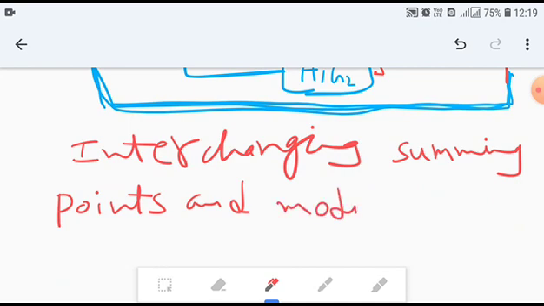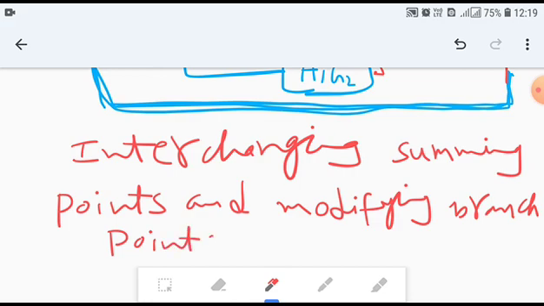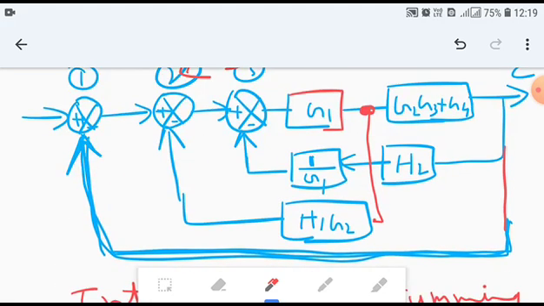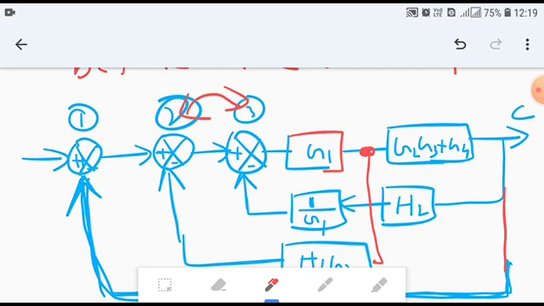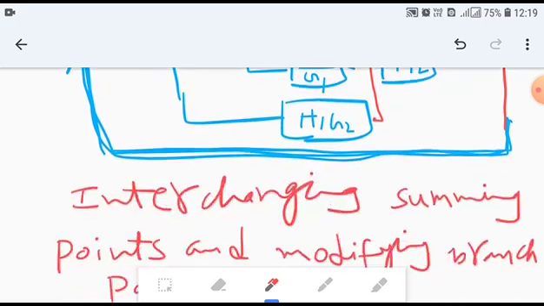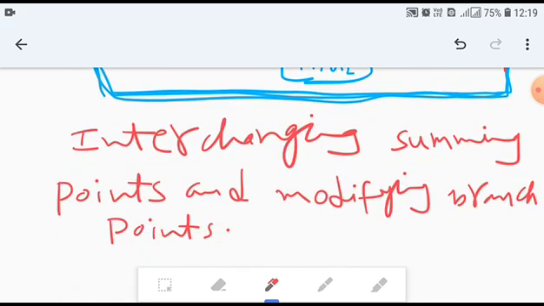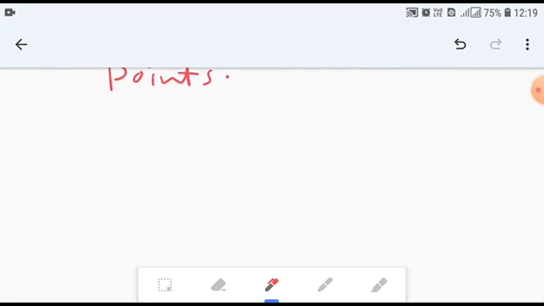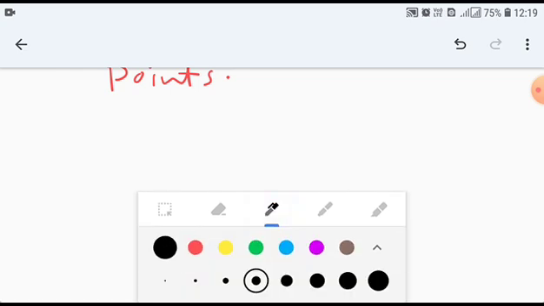And modifying the branch points. So when we interchange, it will be simplified in a single shot. Whenever we shift the summing point, with 3 going to location 2 and 2 going to location 3, just by bringing them, the block will be simplified. It is a single step.